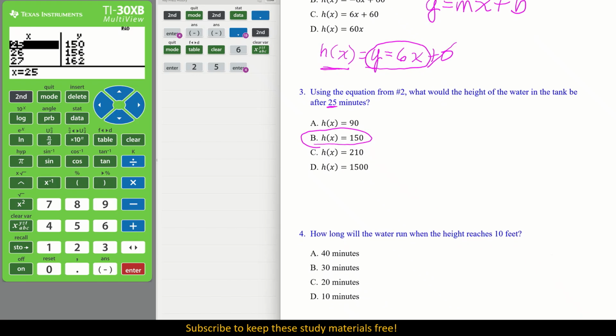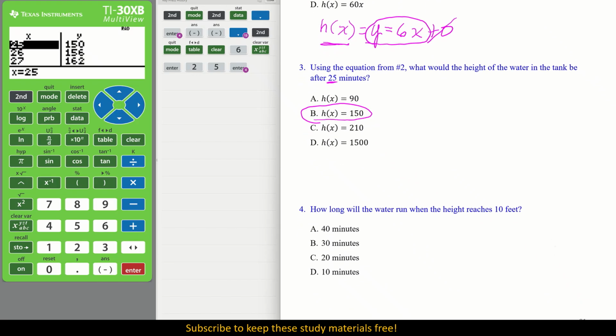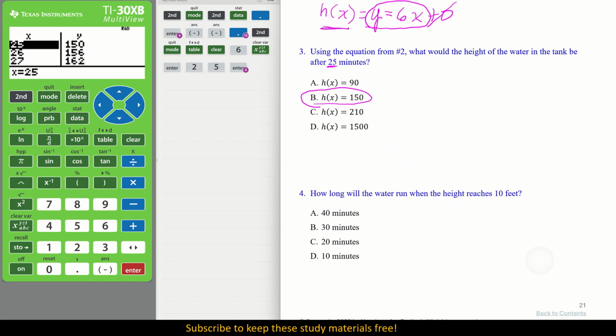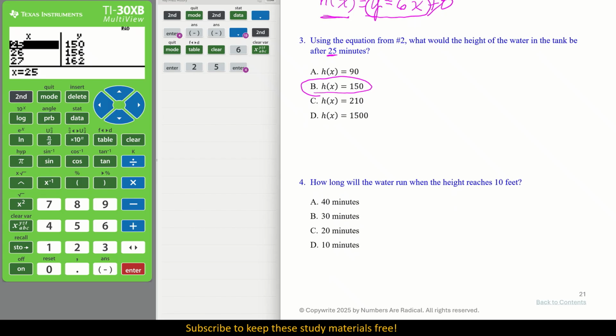Now, ooh, we saw more questions. Number 4 is going to keep asking us stuff here. How long will the water run when the height reaches 10 feet? Ooh, okay, that was in inches. Okay, so how many inches is 10 feet?